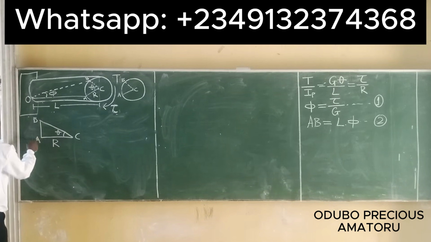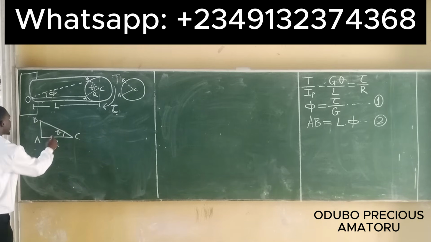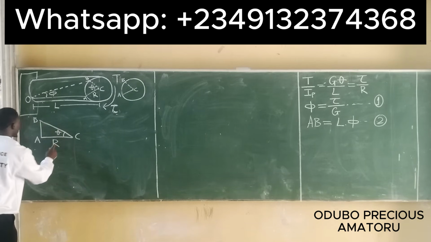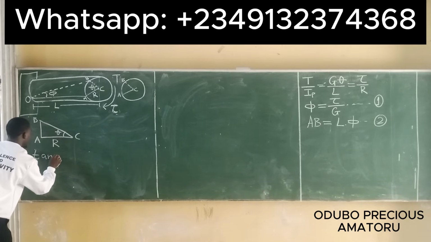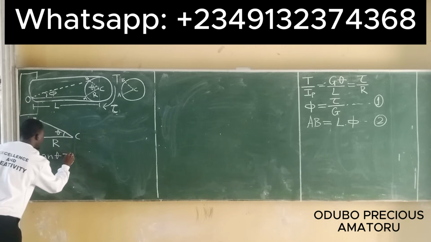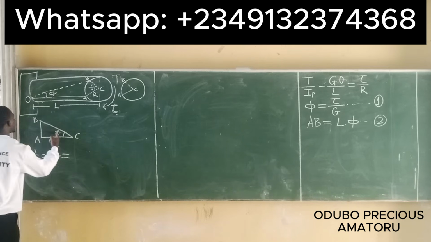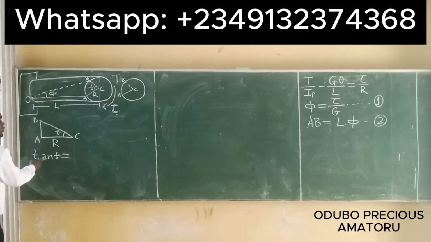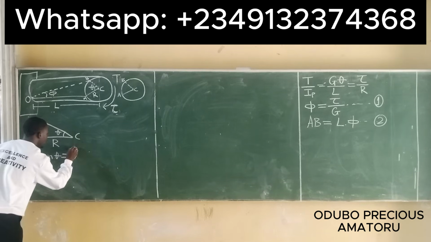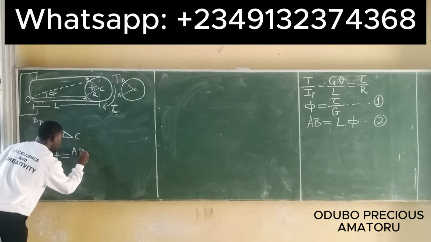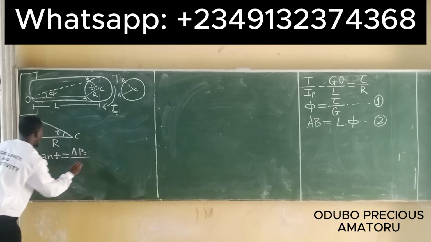So how do we get AB? It's the same procedure. We have opposite over adjacent, so we are using tan theta equal to AB all over R.